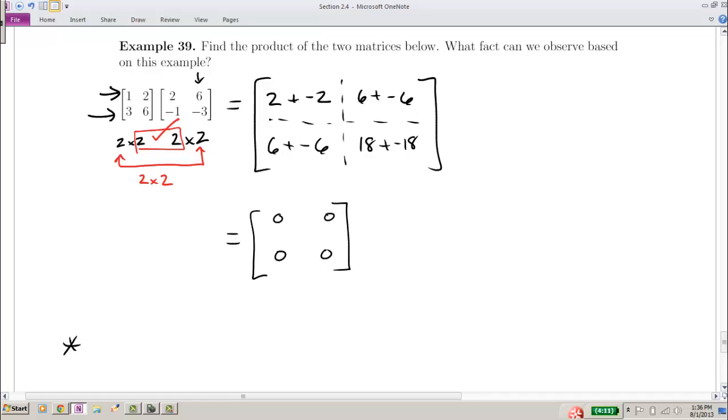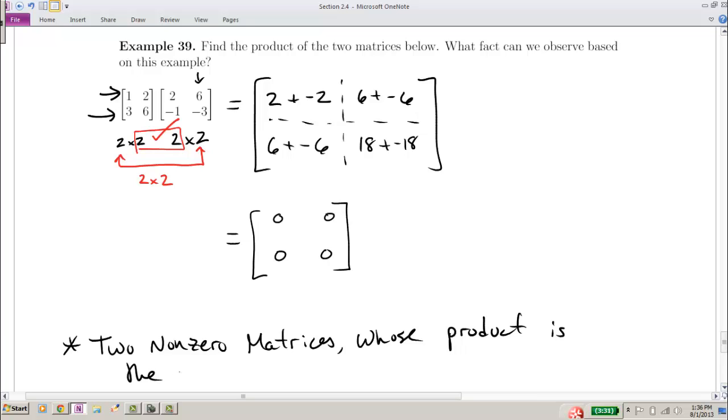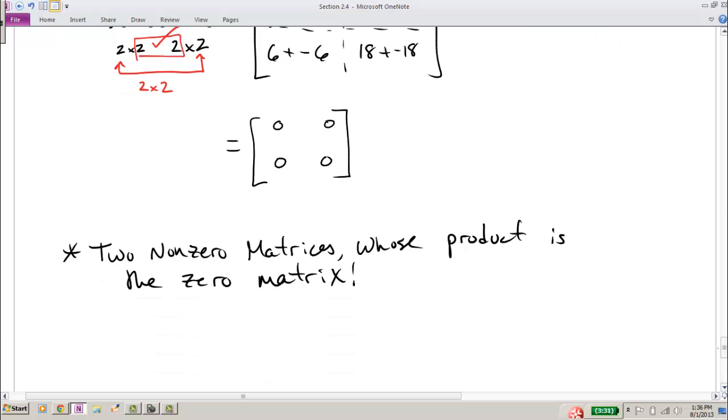So the interesting thing that's happened is that we've taken two matrices, two non-zero matrices, and the product we got was the zero matrix. So it is possible to find two non-zero matrices whose product is the zero matrix. That's pretty odd for us. In mathematics, the way we describe this type of situation, we call these zero divisors.